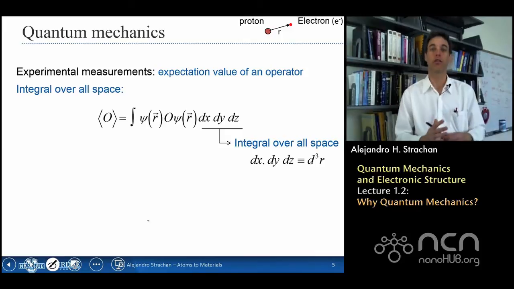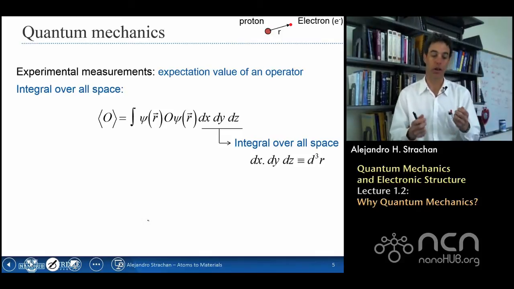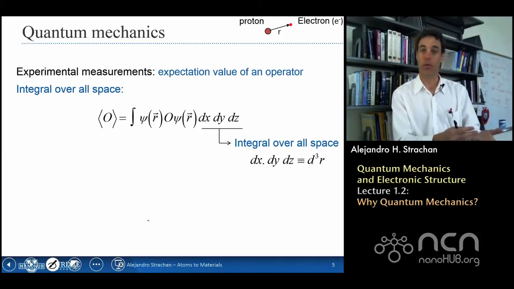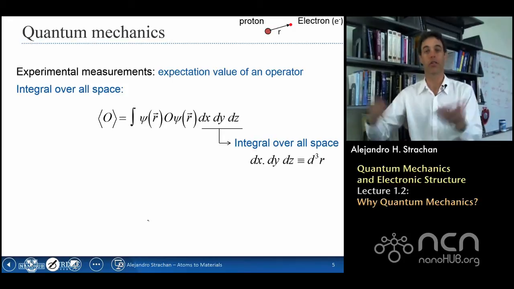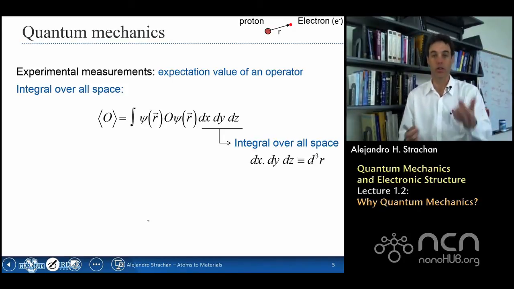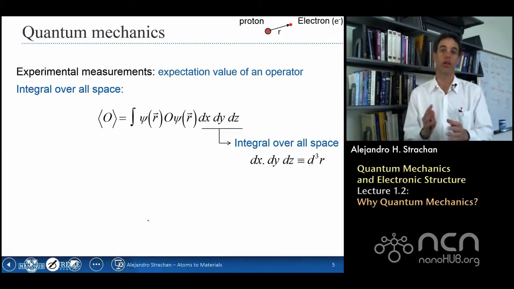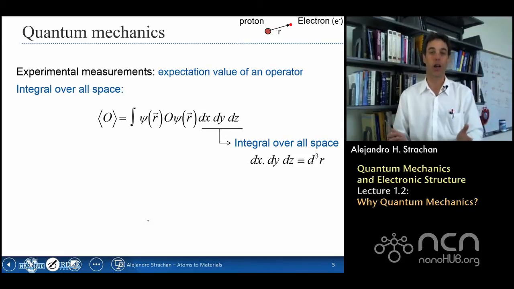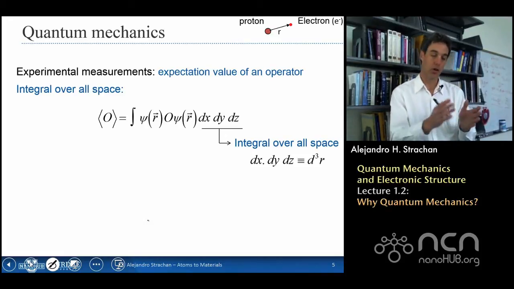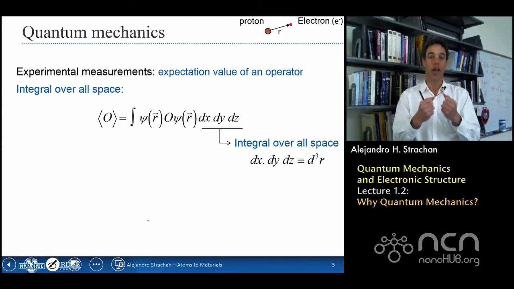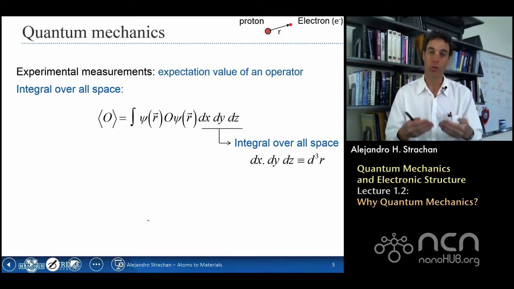Last piece of background information before we go back to hydrogen. When we measure things in the lab, what comes out is a number. It's not a function, it's not an operator. If I measure an energy, I get a number, 13.6 electron volts. If I measure a distance, I get something in nanometers or in angstroms. In quantum mechanics, things that you measure in the lab are associated with a mathematical operation called the expectation value of an operator. Operators are associated with physical observables, things that I can measure. It is the expectation value of that operator that I measure in the lab.